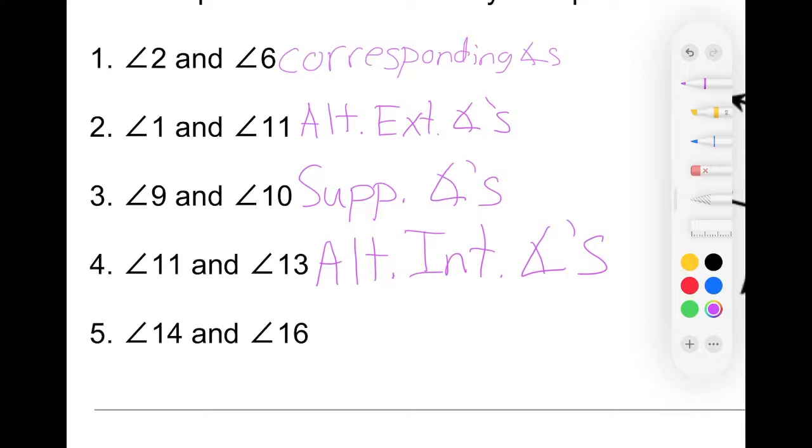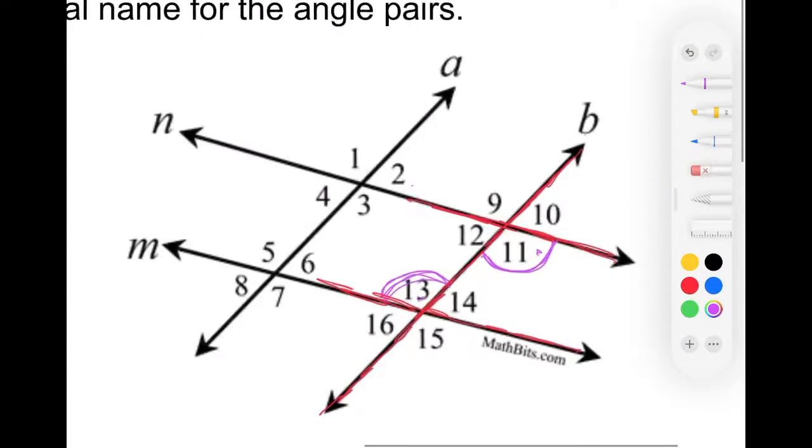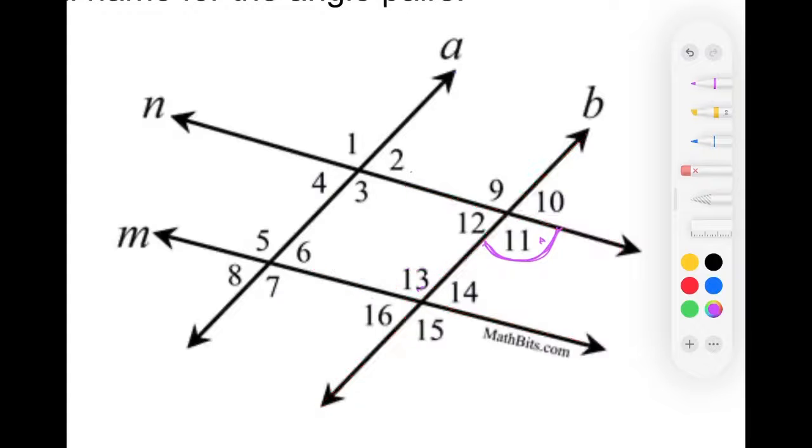And then lastly, number 5, we are looking at angles 14 and 16. So if we erase all of our work from number 4, we have angle 14 and 16. So again, in this situation, we don't really care which one's parallel or the transversal. We simply need to know that these are opposite of each other at an intersection of the lines. So if they're opposite of each other at an intersection, they are going to be vertical angles. Vertical angles, again, because they are opposite of each other at one intersection of lines.